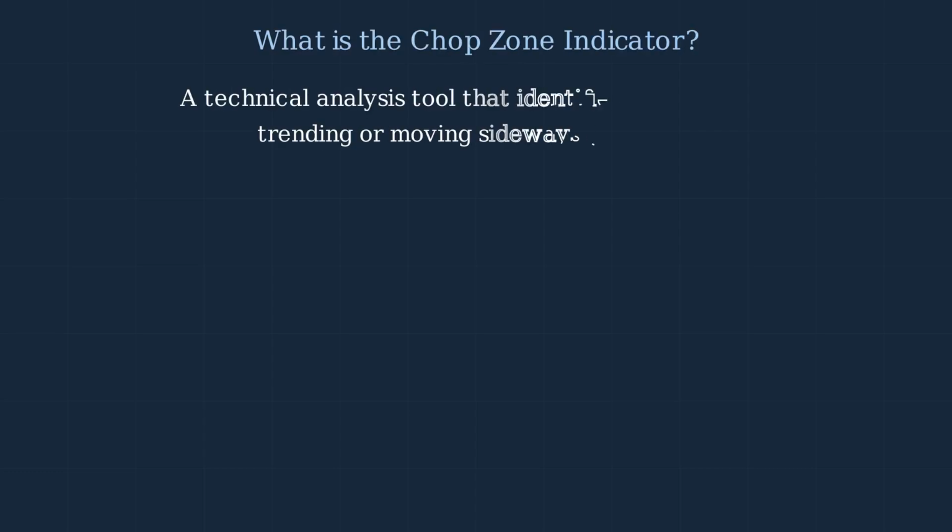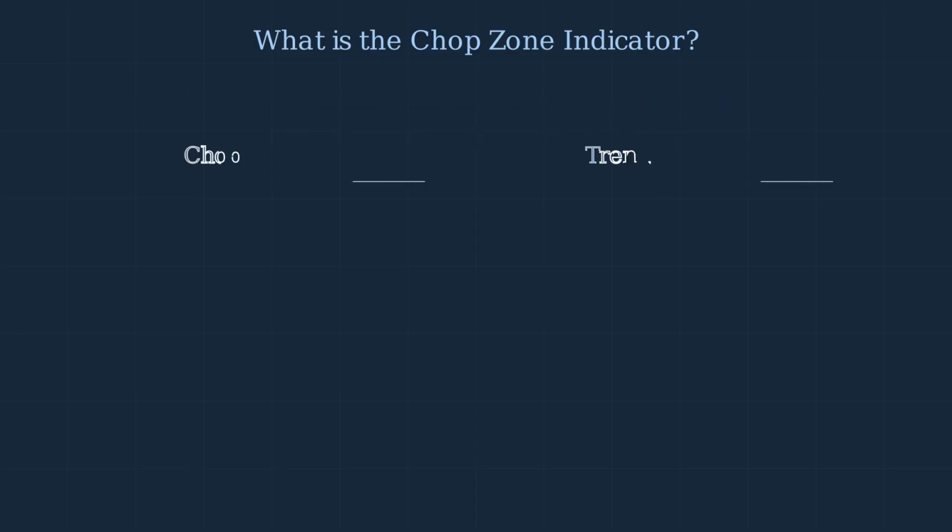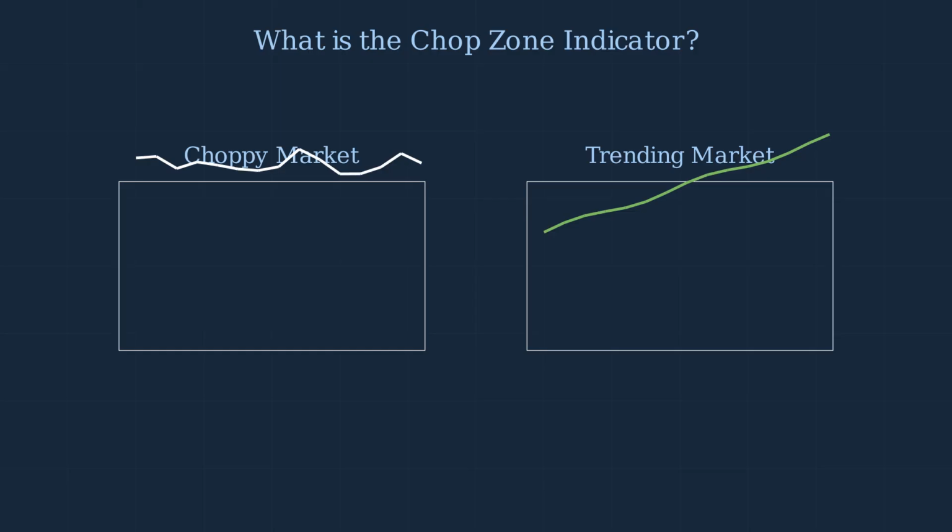The chop zone indicator is a technical analysis tool used by traders to identify market conditions. It helps distinguish between two primary market conditions: choppy markets, where price moves sideways with little direction, and trending markets, where price moves consistently in one direction.